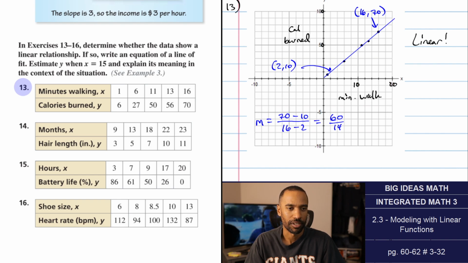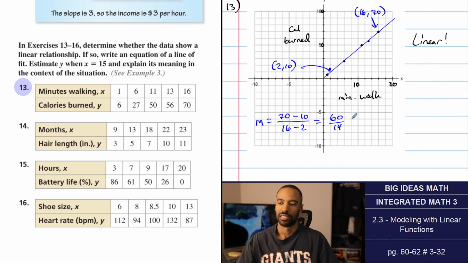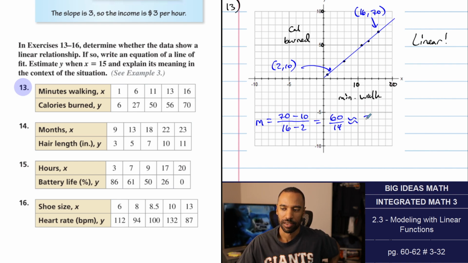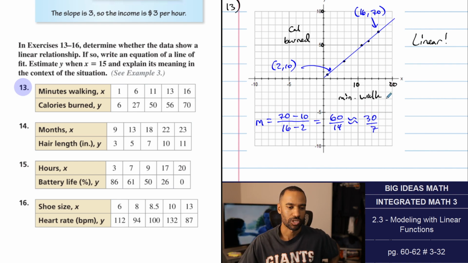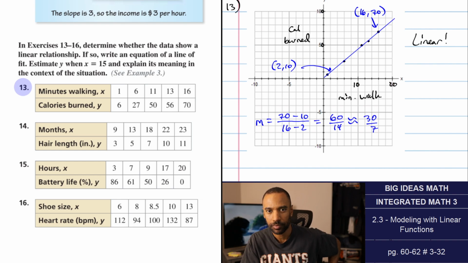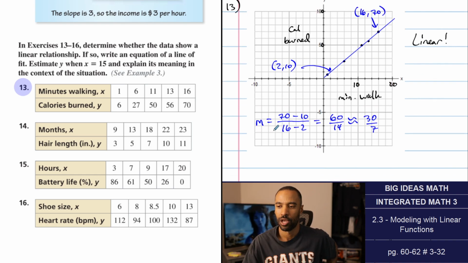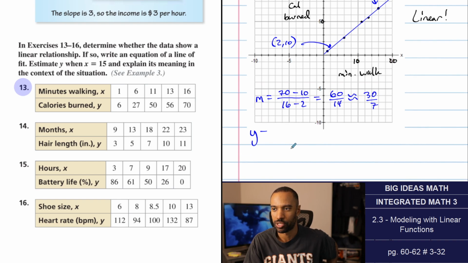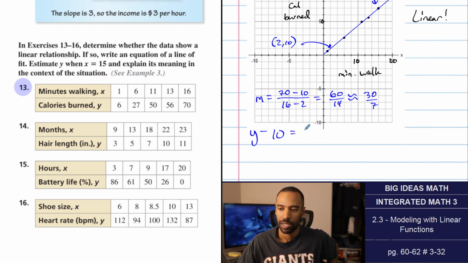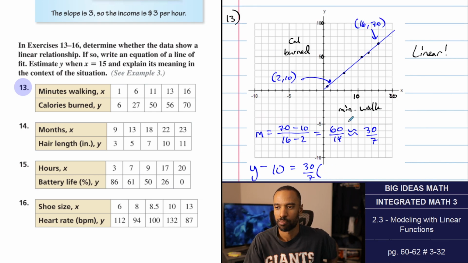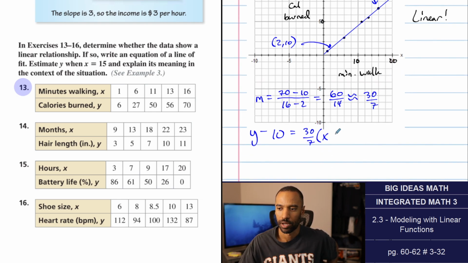It's 30 over 7. So let's see. I'll keep it as 30 over 7 for now because they never have us interpret slope. So I'm going to leave it exact. But they say write an equation of a line of fit and estimate y when x equals 15. So now I have y minus y1, I'll choose 10, equals m times x minus x1, x minus 2.